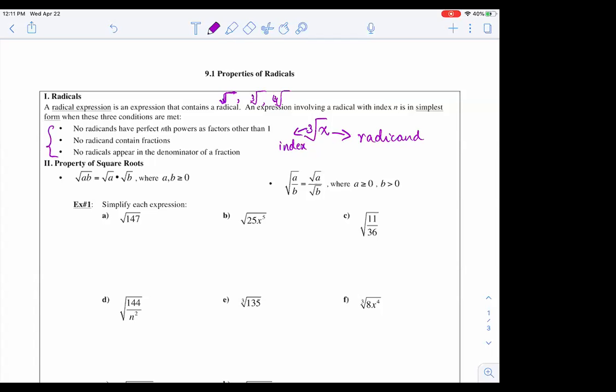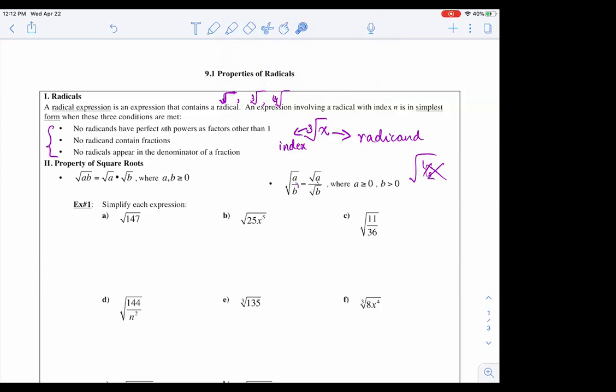You cannot have a radical in the denominator. You cannot have fractions as radicand. You cannot have this, you need to split like this. Right? No radicand contains fractions. For example, you can do this. That's not okay. You cannot have a radical in the denominator.